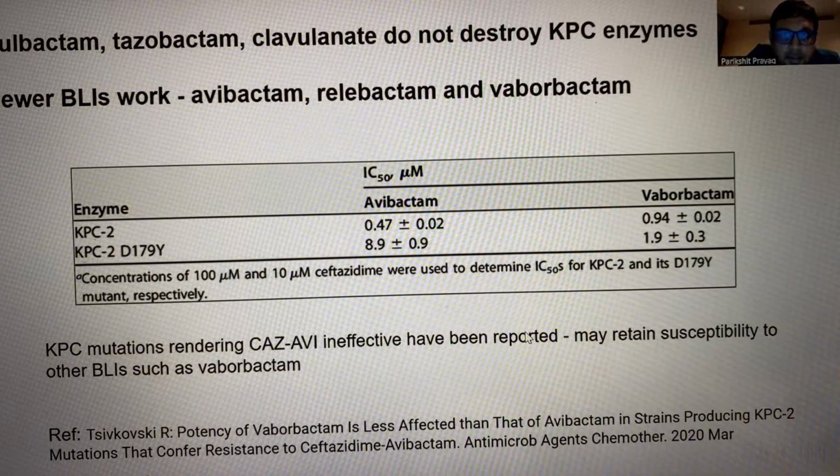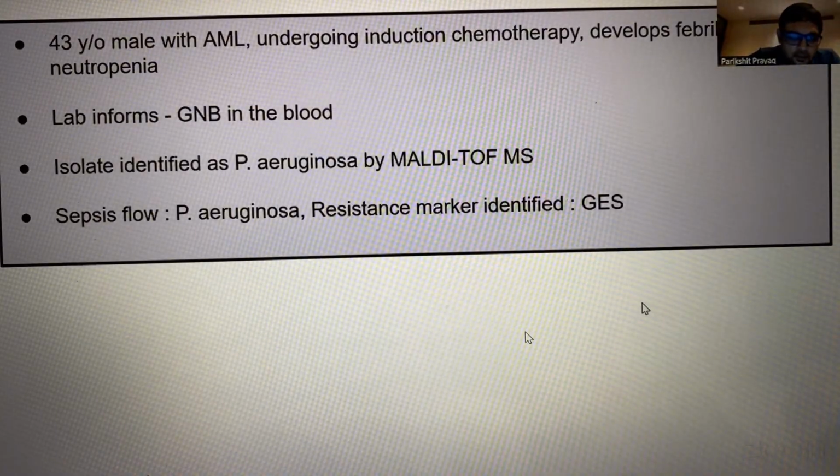Now, we don't have relebactam and vaborbactam here in India, and that's for a good reason, because we don't have too many pure KPC producers. Otherwise, imipenem-relebactam or meropenem-vaborbactam, as you have in the Western world, are good drugs to take care of KPC producers. In the last few years, there have been some cases which have reported mutations in the KPC which have rendered avibactam ineffective. But these are few and far between. So you have certain mutations which can reduce the efficacy of avibactam when it comes to inhibiting the KPCs, but these are not common by any stretch of the imagination.